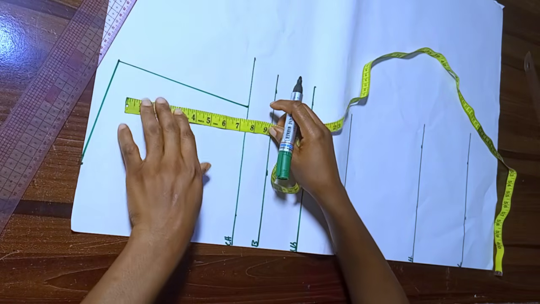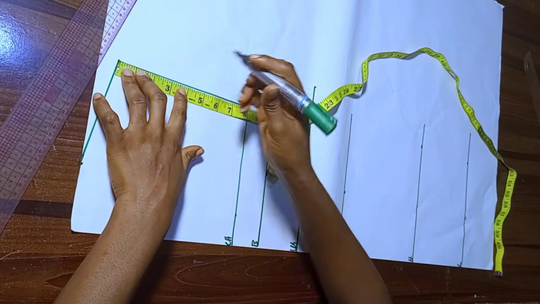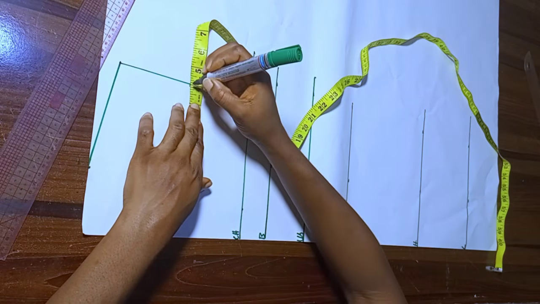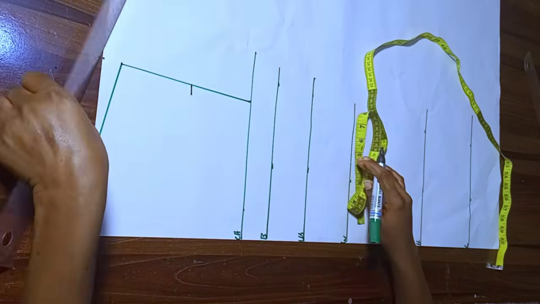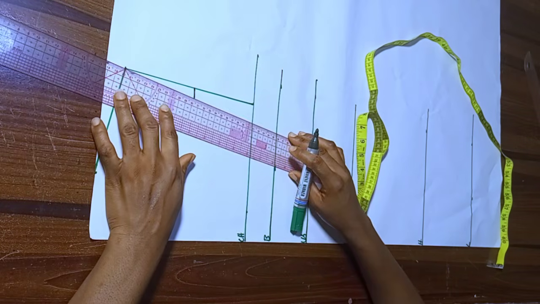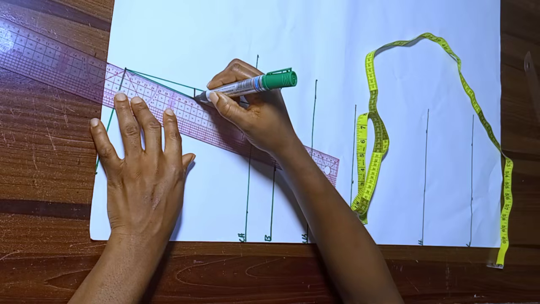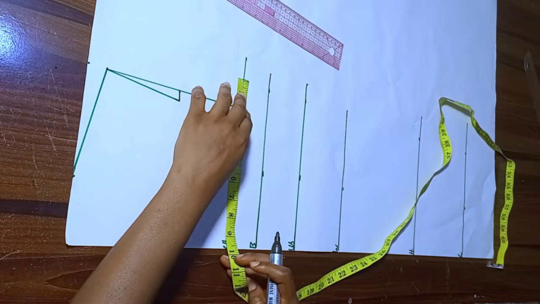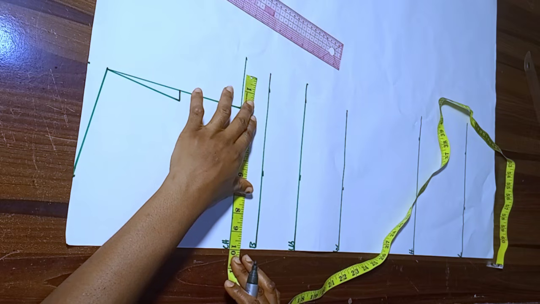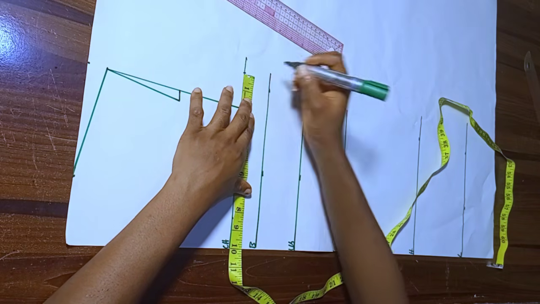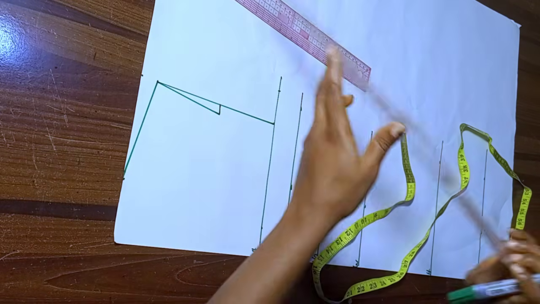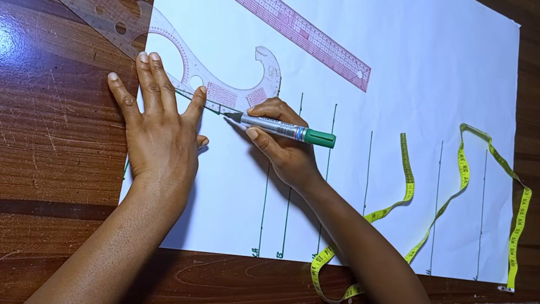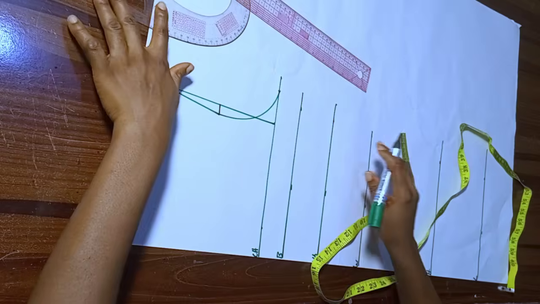Next, I'll go ahead and divide my armhole into 2. From the midpoint, I'll come in by 0.5 this way. Then I'll go ahead and connect it to the upper part this way. Next, I'll divide my bust circumference by 4 and I'll mark it down. Then I'll use my curve rule to connect it this way. And this is what I have.